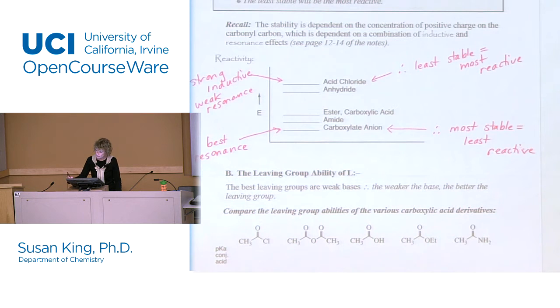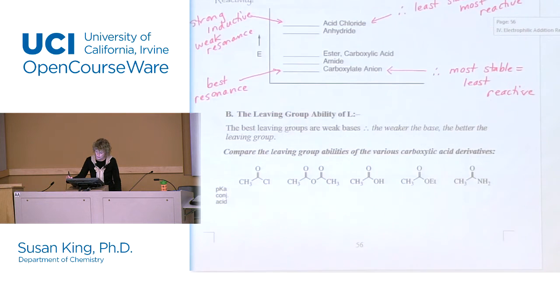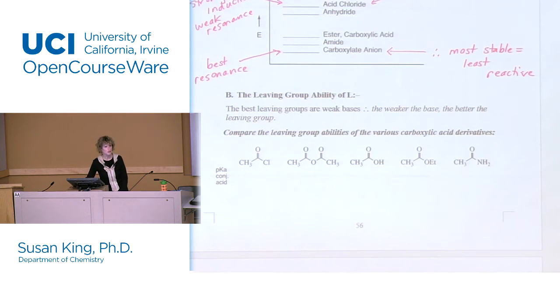All right, so the second thing we need to talk about is leaving group ability. Best leaving groups are weak bases, right? We learned that back in 51A. So this is sort of the adage I told you at the beginning of class. Everything you've learned this year is going to all come back to you in 51C. So that was back in 51A that we learned that. So let's talk about leaving group ability here.